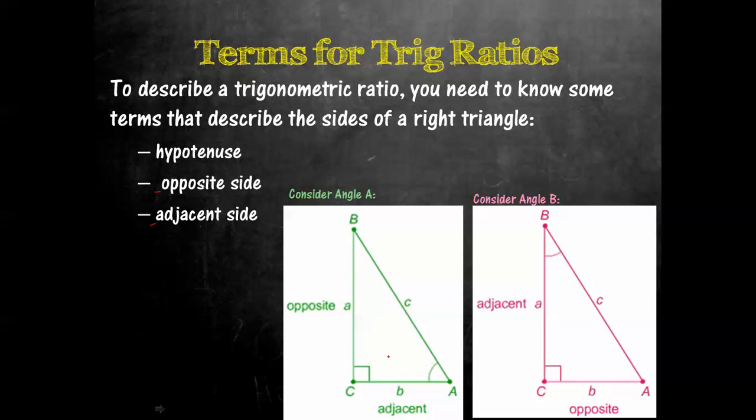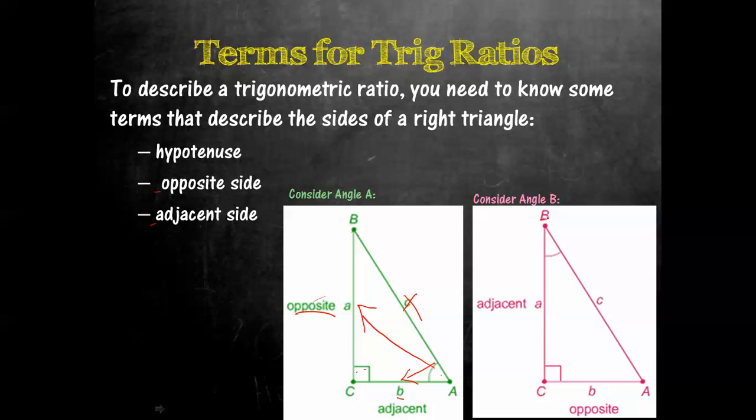So for this one, here's triangle ABC. C is the 90-degree angle, so A and B are both acute angles, right? They have to be less than 90 degrees. So if we're talking about angle A, then opposite is going to be the side directly across from it. So if you were to draw an arrow straight across, that's the opposite side. The adjacent side is going to be the leg that's right next to it. Okay, so don't get confused. The adjacent side is not the hypotenuse. It's the other leg that's not the opposite one. So here, if we're talking about angle A, this is opposite, and then B is adjacent.